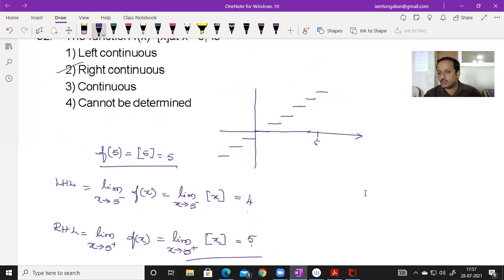Okay. So, to say that it is continuous, we should have left continuous as well as right continuous. Now, it's only right continuous. It's not continuous. Therefore, it is discontinuous. But the discontinuous option is not there. Hence, we write right continuous.